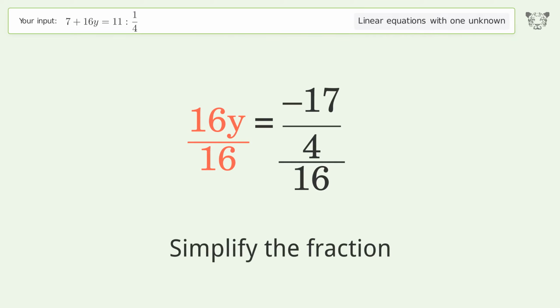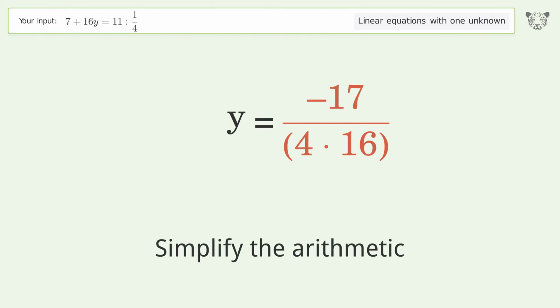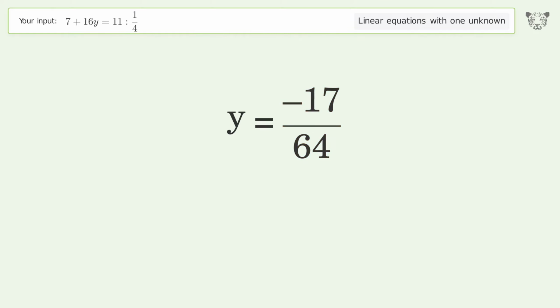Simplify the fraction. Simplify the arithmetic. And so the final result is y equals -17/64.